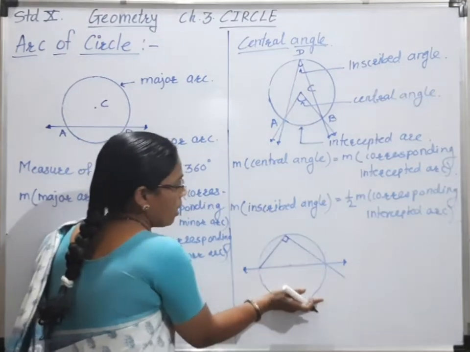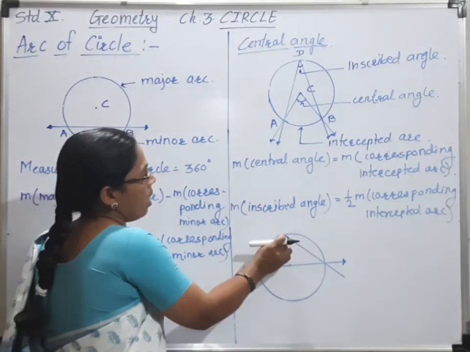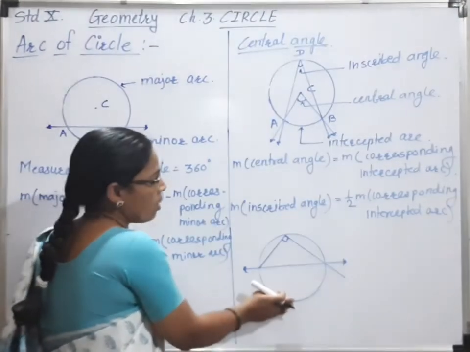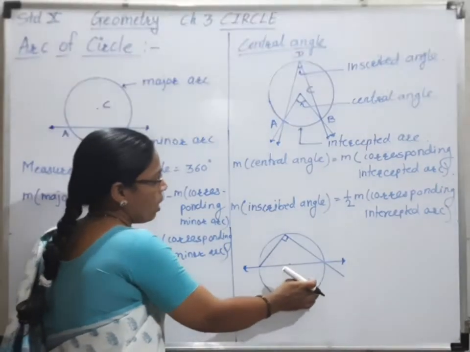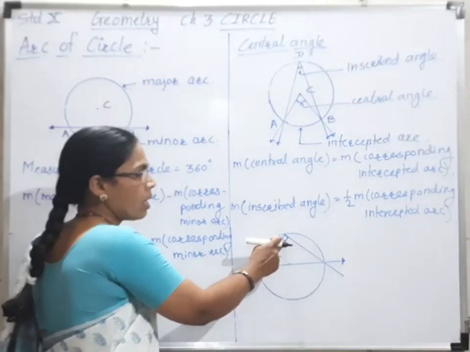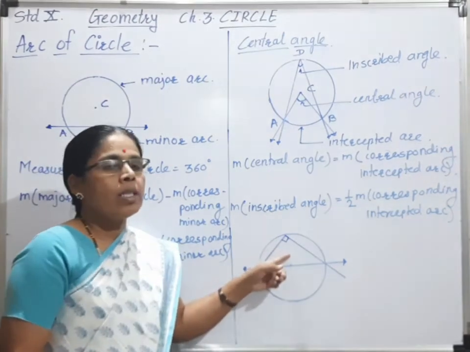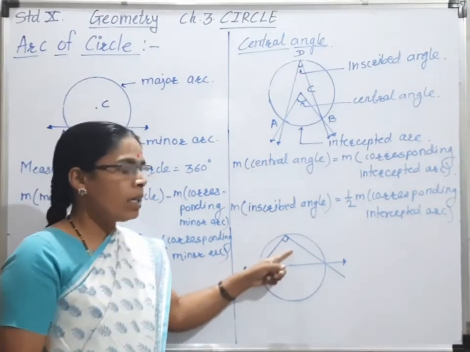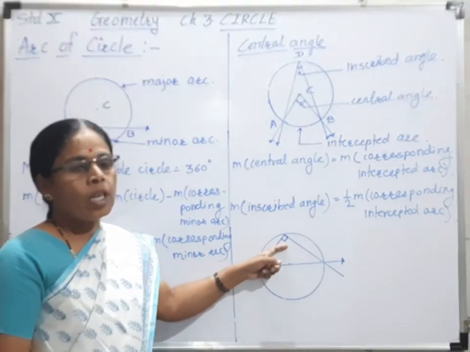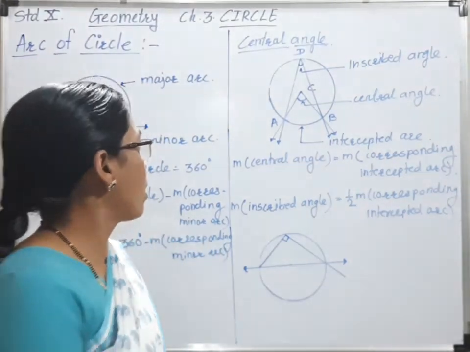Here we know that this arc is 180 degrees, and the measure of the inscribed angle is half of the corresponding intercepted arc. The intercepted arc is 180 degrees, so half of that is 90 degrees. So if any angle is inscribed in a semicircle, the measure of that inscribed angle is 90 degrees only, which means these are right angles. This part we already learned in the previous classes.